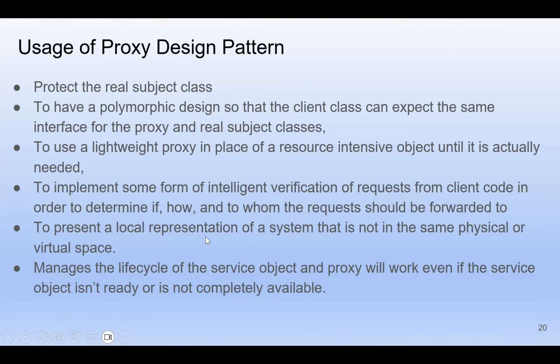Right. What are the other usages? We have discussed this sort of a summary: protect the real subject class. The real subject class will not be exposed to the client. It goes through the business logic that is implemented at the proxy class. And because it is polymorphism, to achieve polymorphism we need to have the same methods in both classes.